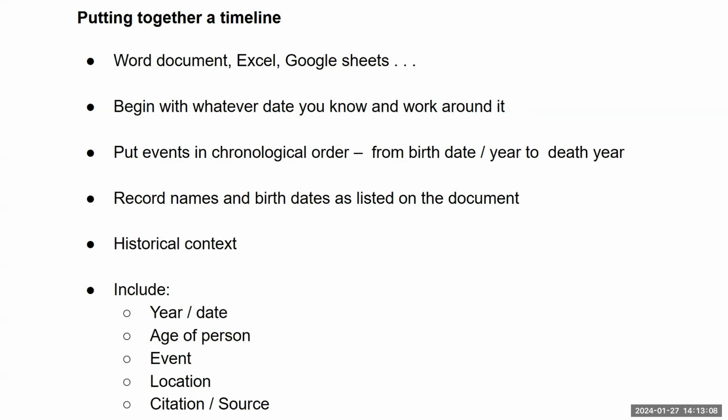And as I said, you want to add historical context, because our ancestors didn't live in a vacuum. Fields to include are the year, the age of a person, the event, the location, and of course, always the citation and the source.